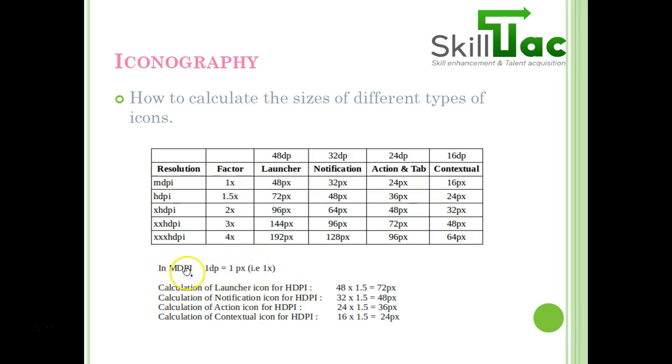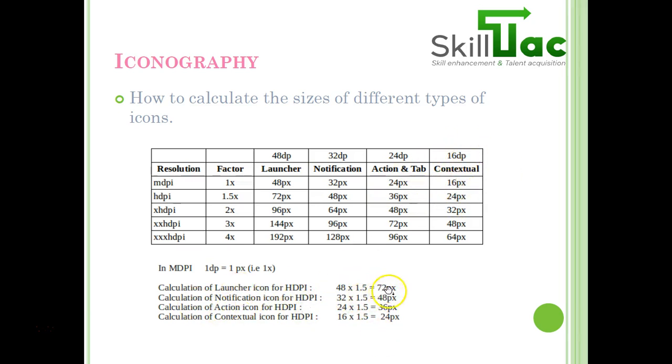Also here, if you notice that there is a line written here that in DPI 1 dp is equal to 1 pixel. So 1 dp for 1 pixel means that 48 dp for a launcher icon means in DPI resolution that it is equal to 48 pixels. And 32 dp becomes 32 pixels. Similarly, 24 dp becomes 24 pixels, and 16 dp becomes 16 pixels.